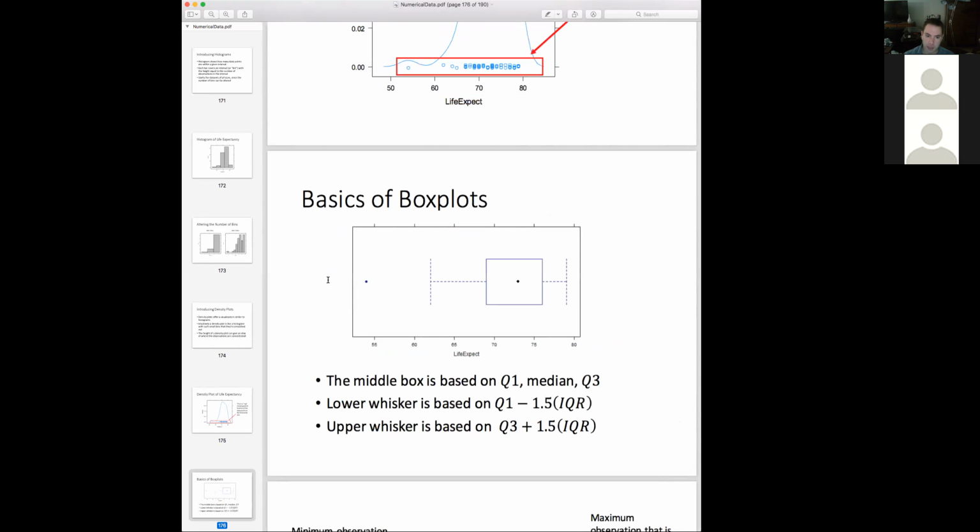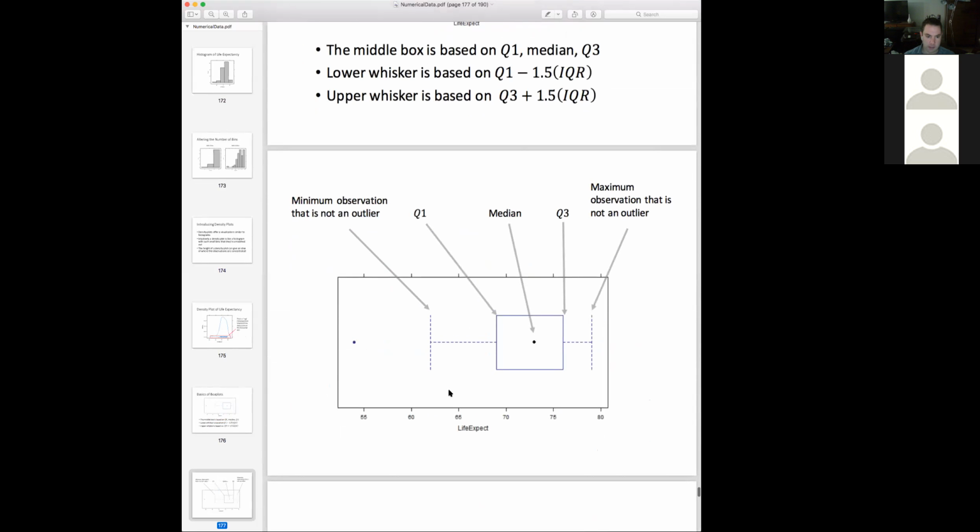And then you have a box plot. This is a box plot. So the box plot is representing the spread in your data. So again, we can go over the box plot because this sometimes can be tricky if you haven't seen this before.